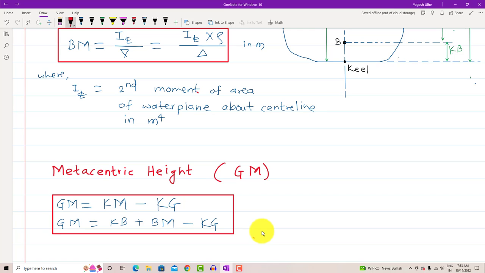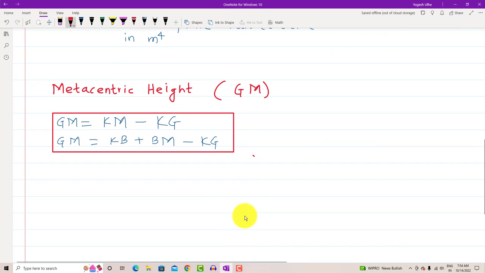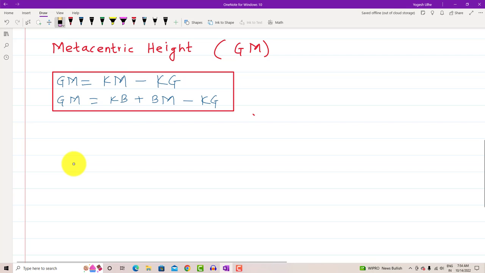GM is a very, very important term, guys. GM, the metacentric height, determines the stability of the ship. Always remember that the higher the value of GM, the more stable the ship will be. I will not write this down in the notes, but always remember: if the value of GM is higher, then the ship is more stable.